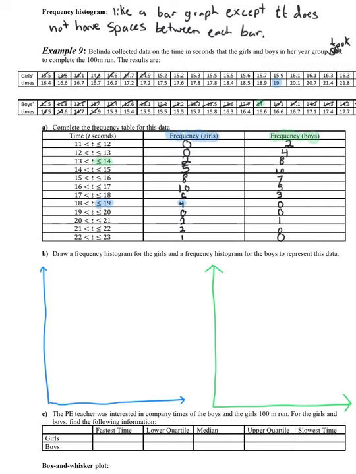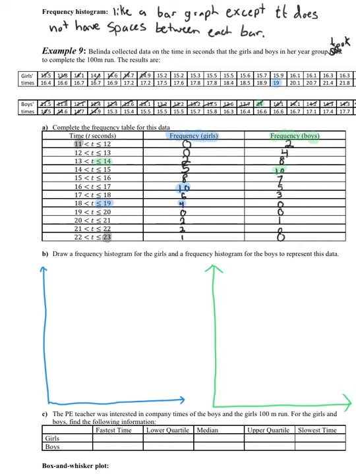All right, whenever you're doing a frequency histogram, you want to find the value that's the highest. For the boys, I had a 10. For the girls, we had a 10. So those are the frequencies. As far as the times, that's the other important factor we want to look at, which is going to be true for both tables. The time goes from 11 to 23 seconds.